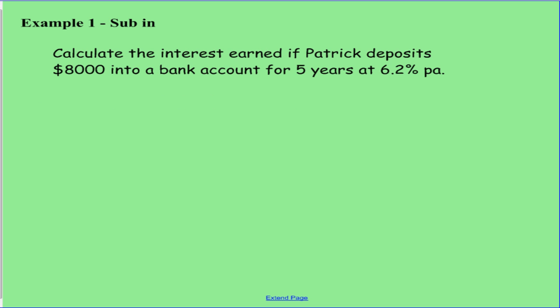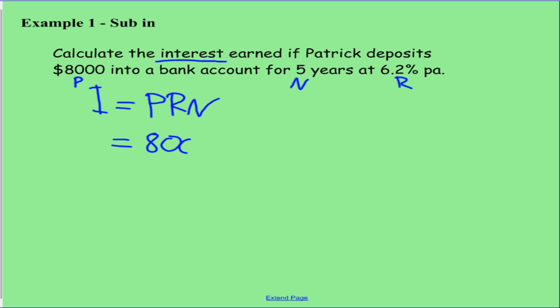So here we are with our first example. Calculate the interest earned if Patrick deposits $8,000 into a bank account for 5 years at 6.2% per annum. So our formula is I equals P R N. I is the interest, which is what we're looking for. P is the original amount. R is the percentage, the interest rate, and N is the number of years. So there are our little separate bits of information. We're going to sub those right in.